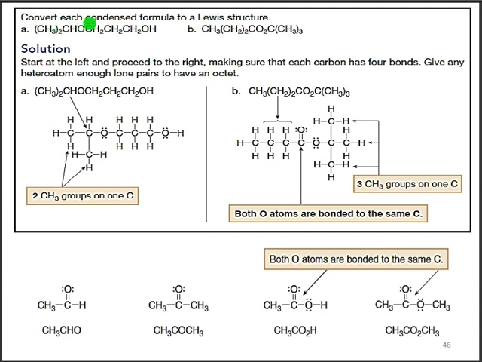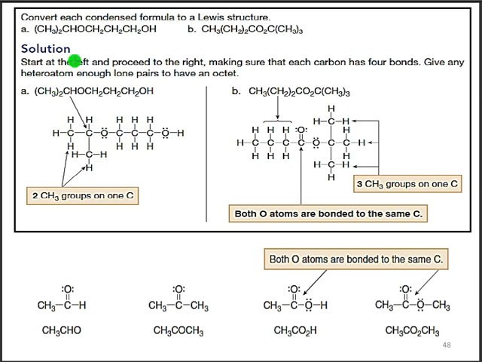Okay, now convert each condensed formula to Lewis structure. That means if you have a condensed formula, convert it to the Lewis structure. Okay. This CH3 by 2, that means you have CH3 bonded to the CH and oxygen. Of course, there are two lone pairs of electrons on the oxygen, and CH2, CH2, CH2. That means this Lewis structure.